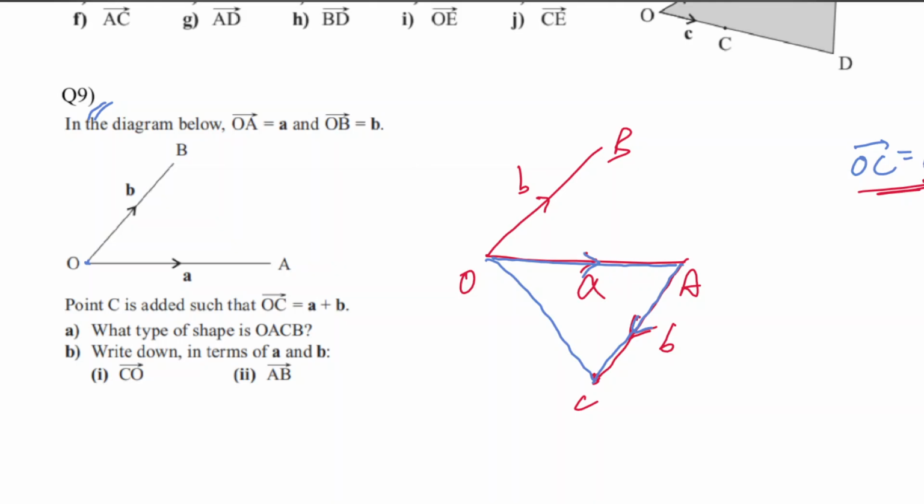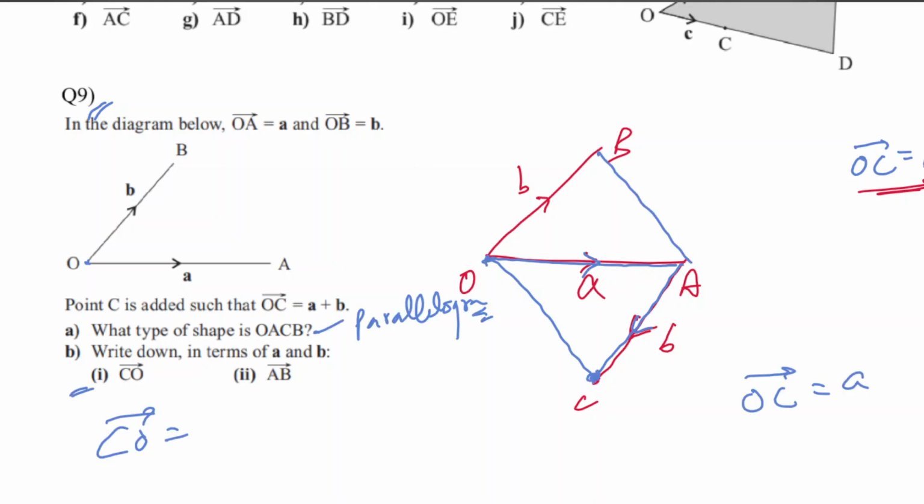CO vector. What is CO? We have to go from C and we have to go to O. What is the CO vector? We know that OC is equal to A plus B. What will be equal to CO? Opposite of that, right? So CO will be equal to minus of B minus of A. We are going in this direction. Minus of B minus of A. You can see opposite to this, minus of B and minus of A. We reached O. Got it?